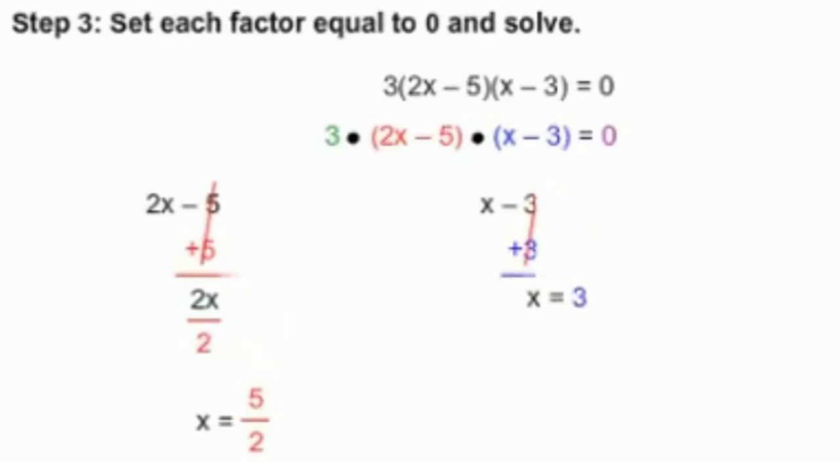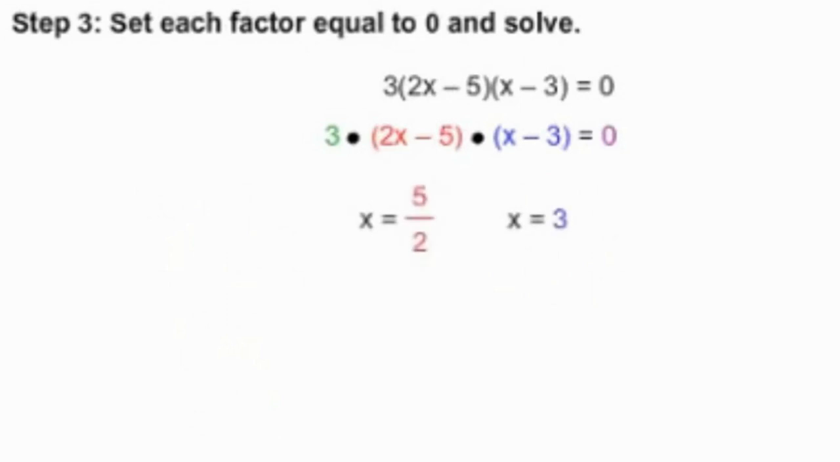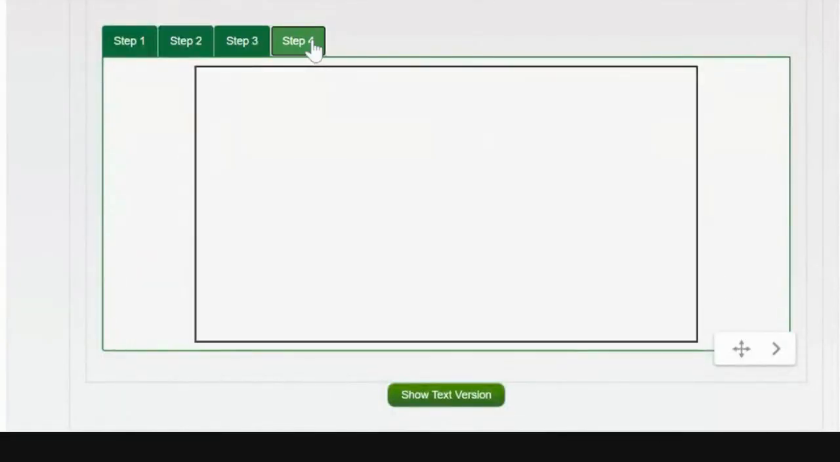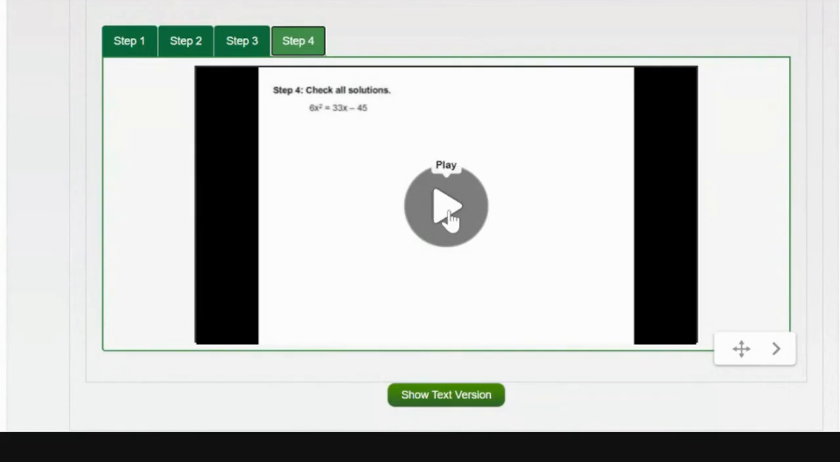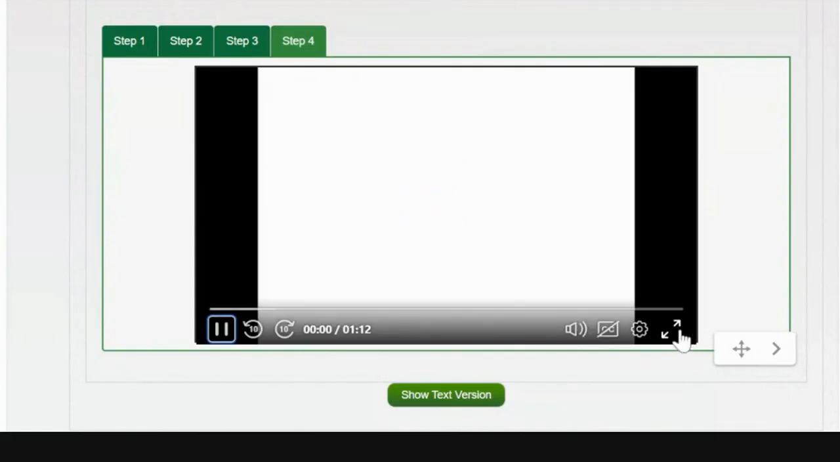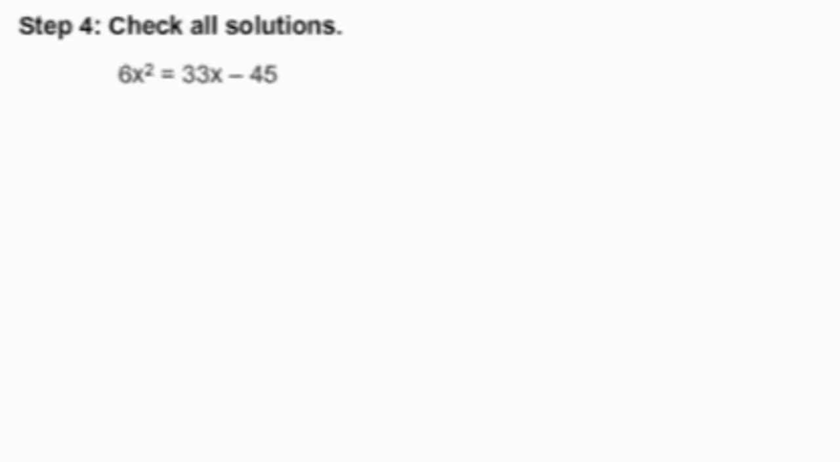The solutions to 6x squared equals 33x minus 45 are x equals 5 halves and x equals 3. The equation has a degree of 2, and there are 2 solutions. All right, and finally, step 4, we're going to check to make sure these are right. The final step is to check the two solutions. Substitute both solutions into the original equation to check for accuracy.